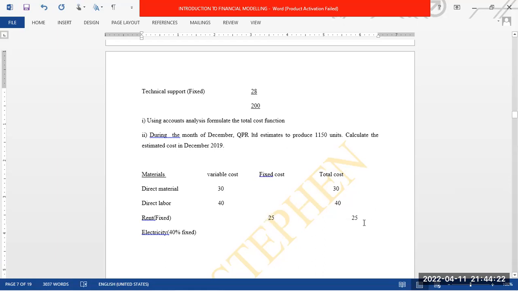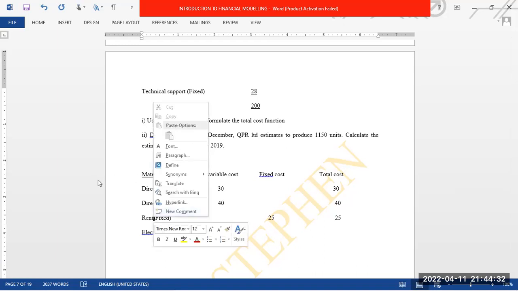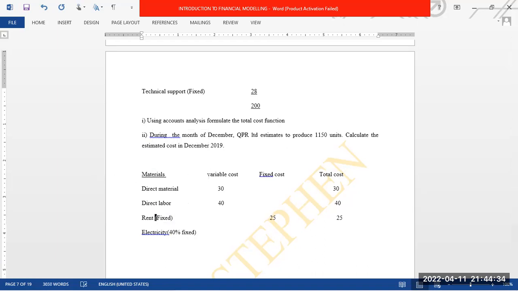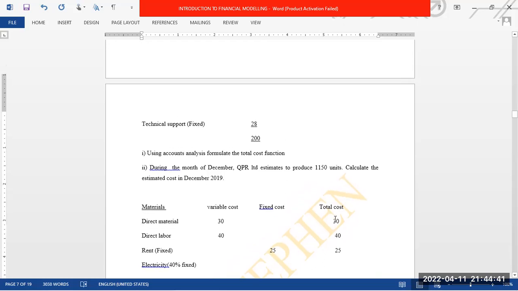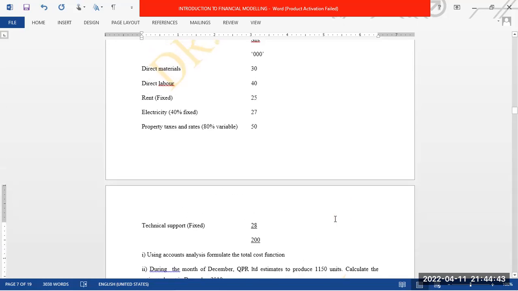Fixed 25 is okay. That is okay. Then we have property taxes and rate, 80% variable.